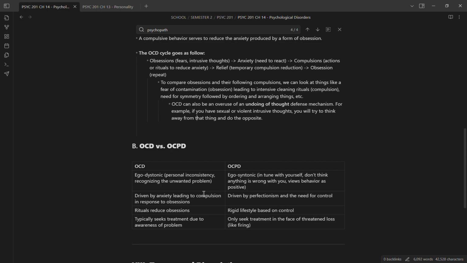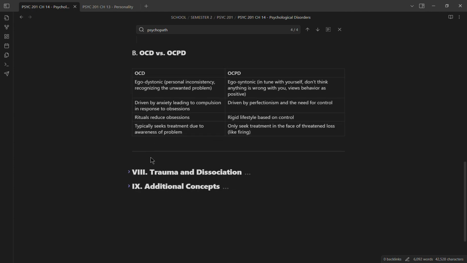OCD people are driven by anxiety, leading to compulsion. OCD people have rituals to reduce obsessions. OCPD people have rigid lifestyles based on control. OCPD people only seek treatment in the face of threatened loss, like being fired. And OCD people typically try to treat problems as soon as they're aware of them, right?